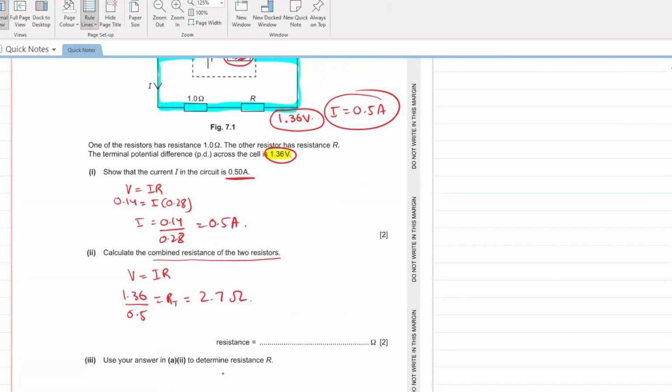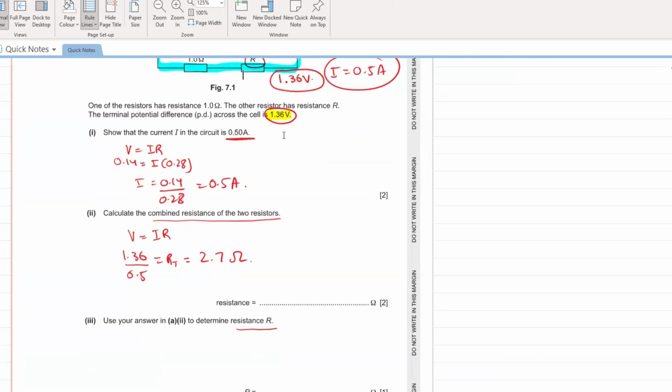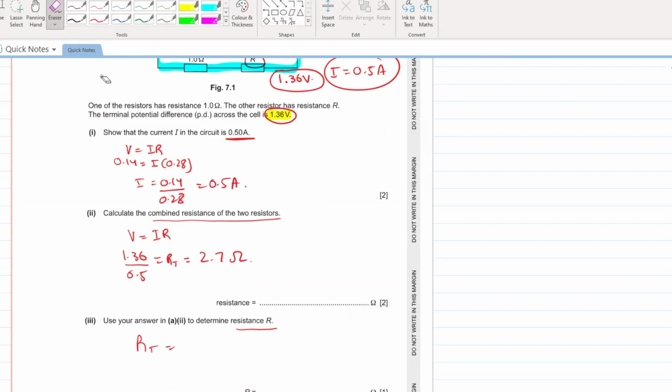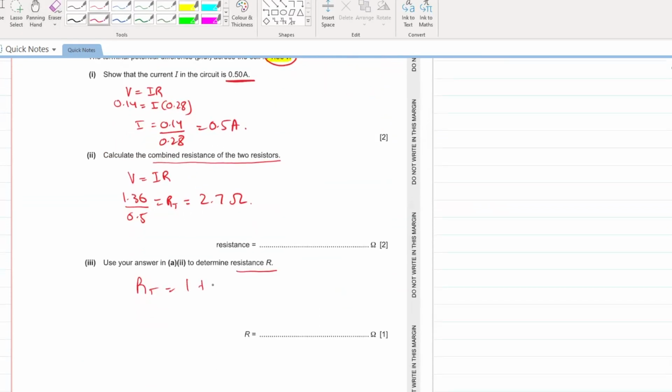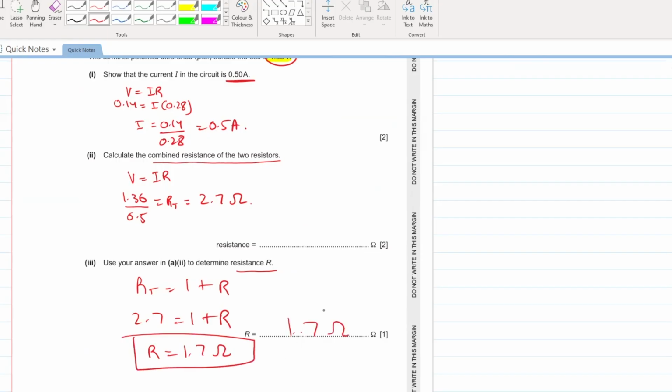Use your answer to part 2 to determine the value of R. Now you have to determine this value of R. Let's do that as well. The total resistance will be equal to 1 ohm plus R. What is the total resistance? 2.7 is equal to 1 plus R. Your R is equal to 1.7 ohms. Simple as that. Are all these three parts clear, beta?